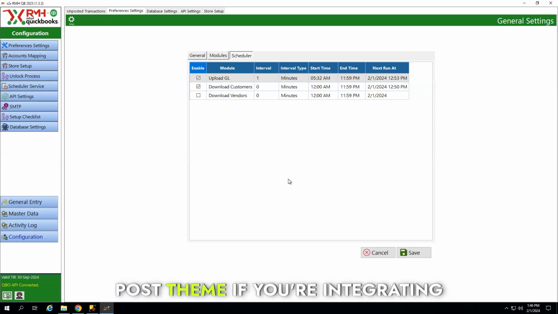If you're integrating QuickBooks Online and QuickBooks Desktop accounts receivable and/or accounts payable with RMH, it's crucial that customers and vendors created in one system are also available in the other. The Customer and Vendor Integration Schedule allows you to set the frequency for automatically syncing customer and vendor data between the two systems without any manual interaction.